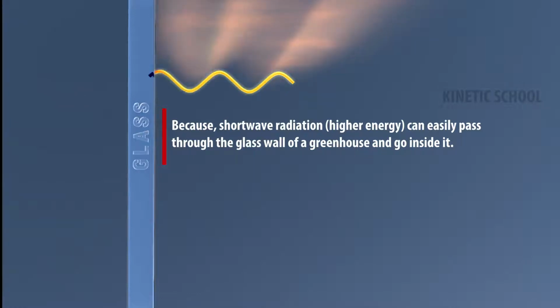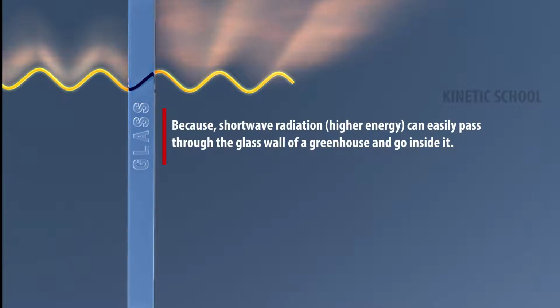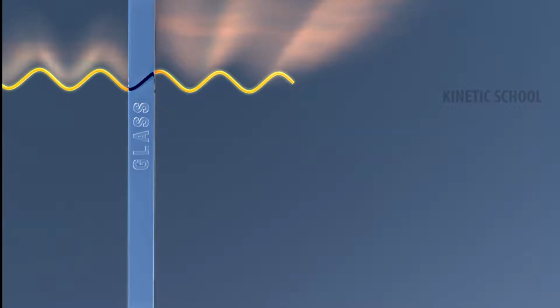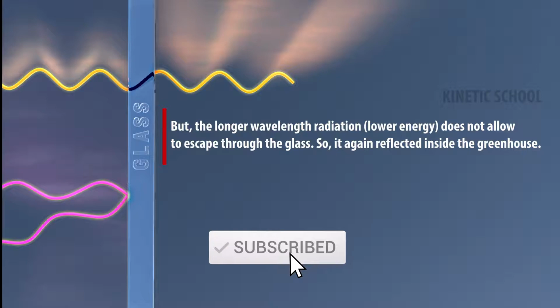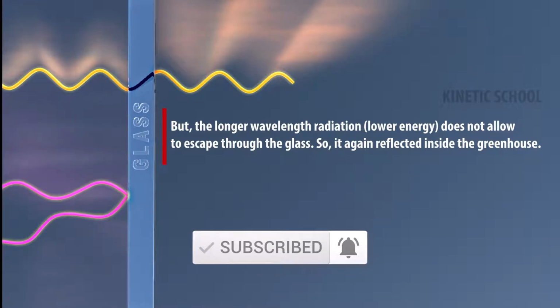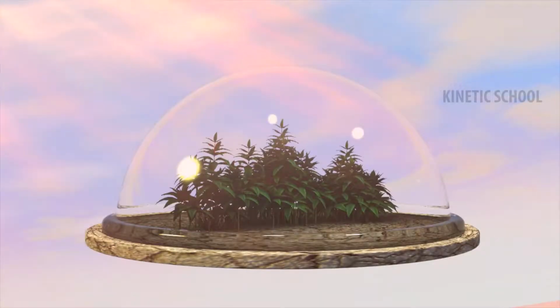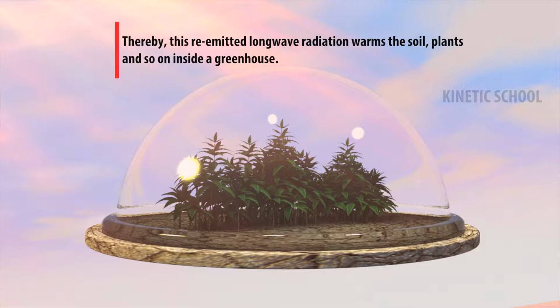Because short-wave radiation can easily pass through the glass wall of a greenhouse and go inside it. But the longer wavelength radiation is not allowed to escape through the glass. So, it is again reflected inside the greenhouse. Thereby, this re-emitted long-wave radiation warms the soil, plants, and so on inside a greenhouse.